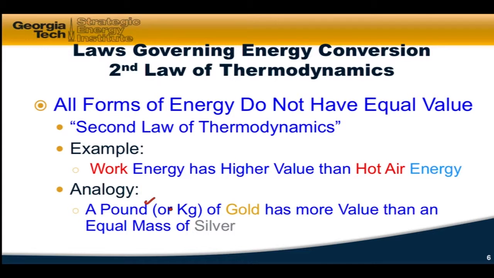But as an example, work energy or electrical energy has a higher value than warm air or hot air energy. You may have an equal amount of energy in each, but they aren't of equal value. Again, taking an analogy from mass, even though a pound of gold is equal in mass to a pound of silver, they are not of equal value from many perspectives. And you can't just change 100% of a kilogram of silver into 1 kilogram of gold. It just doesn't work that way.